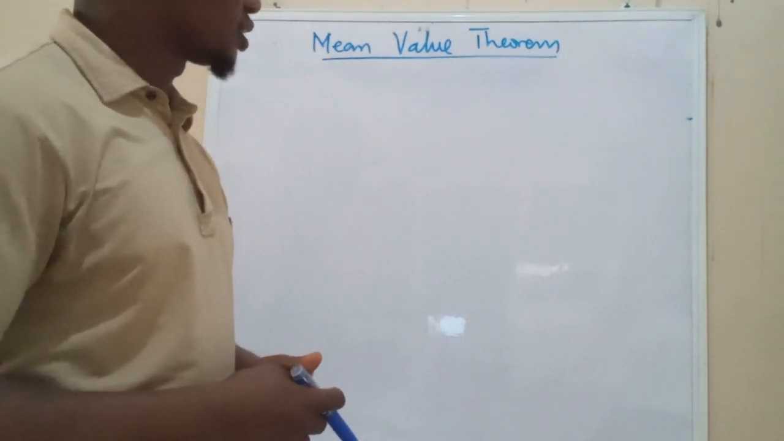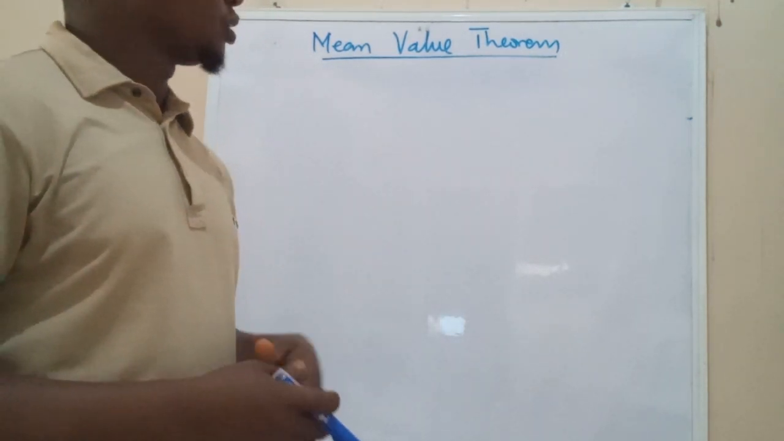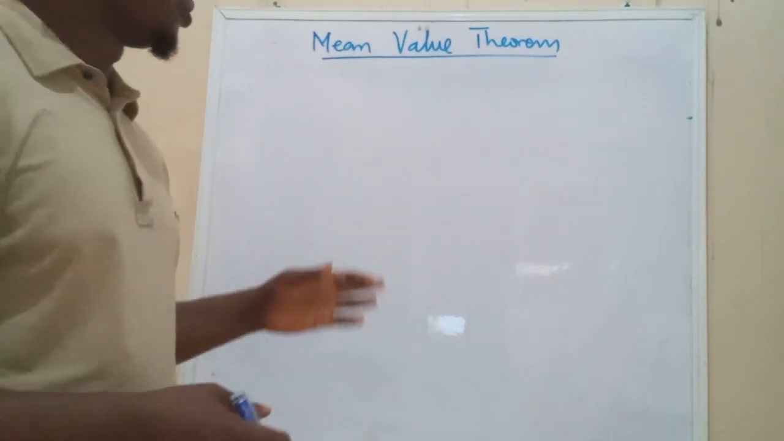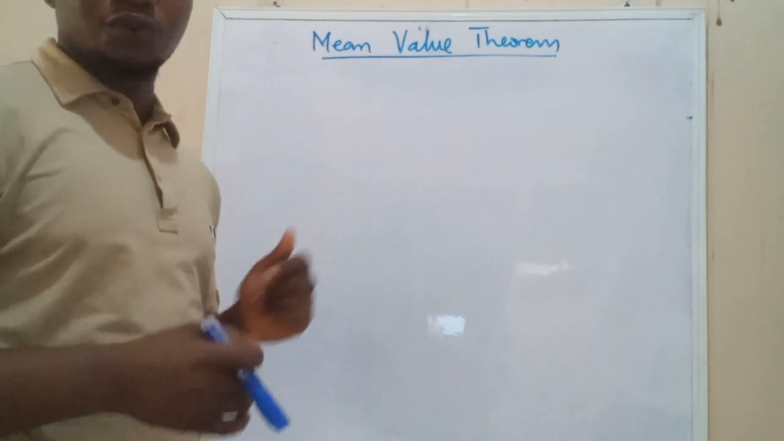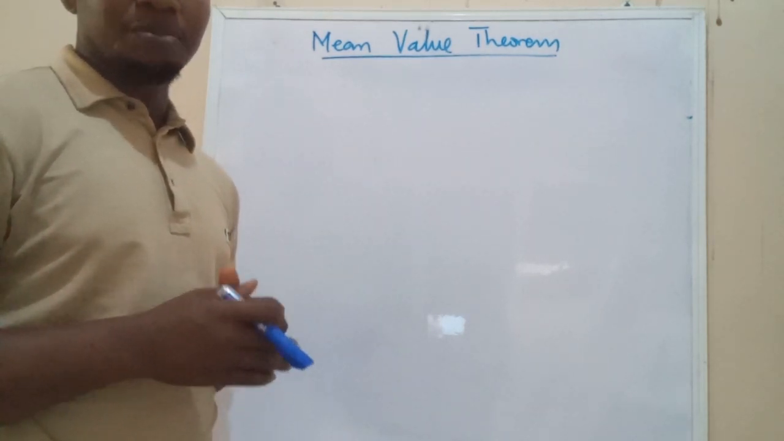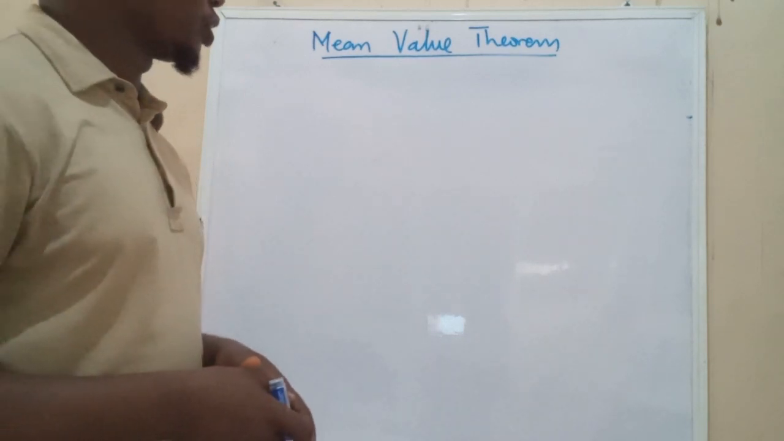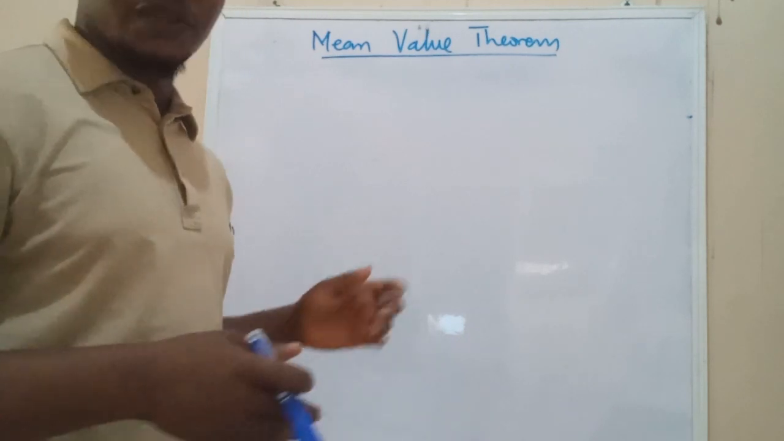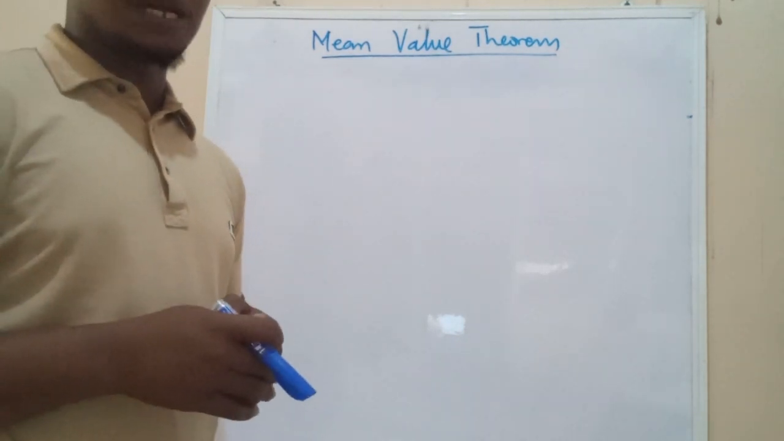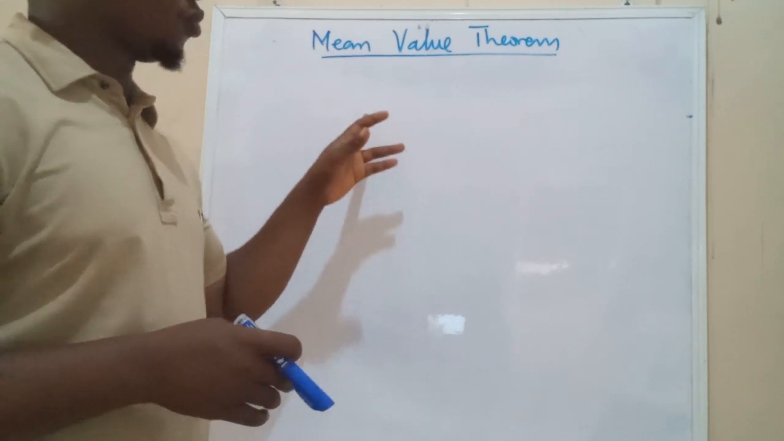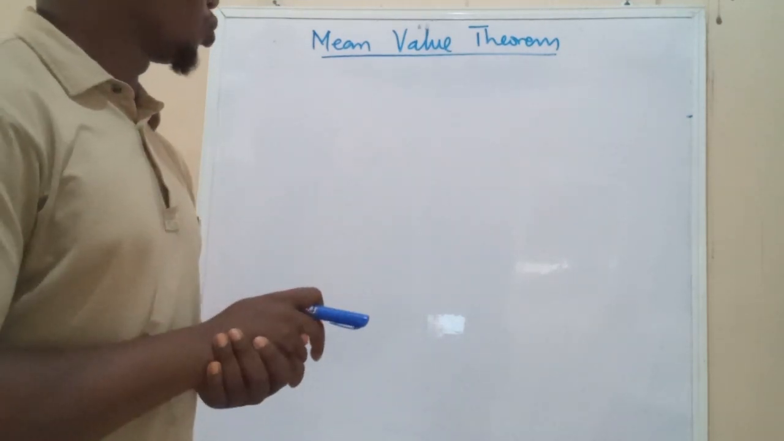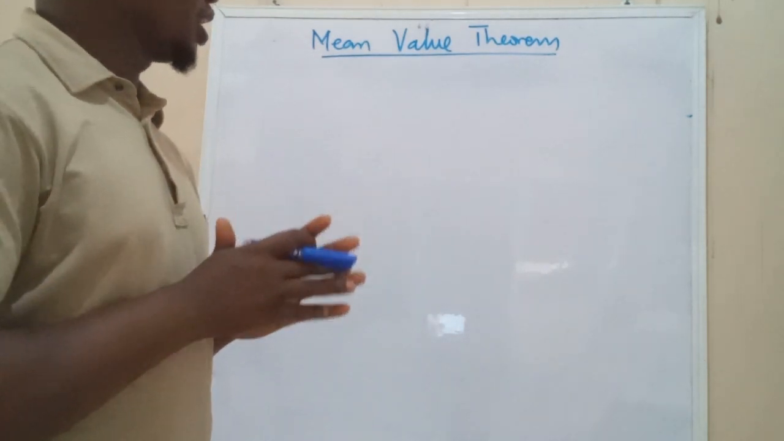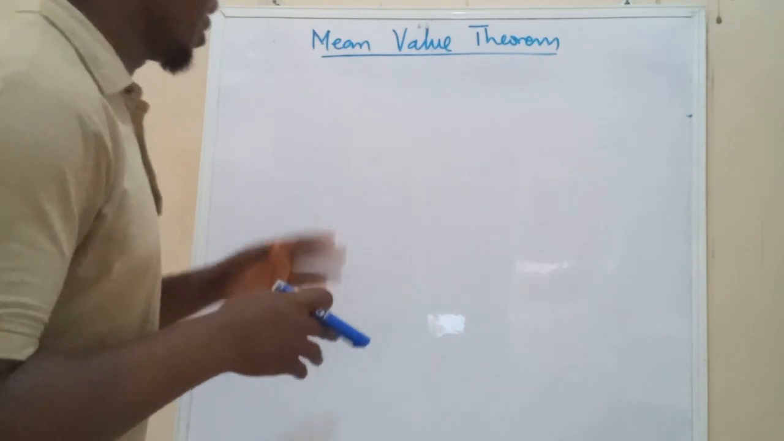So, as we said in part one of the study of the mean value theorem, we want to discuss the mean value theorem. You will recall in the first part, we talked about Rolle's theorem, which is a concept that we'll be using to derive what we know as the mean value theorem. So, let's now talk about the mean value theorem.